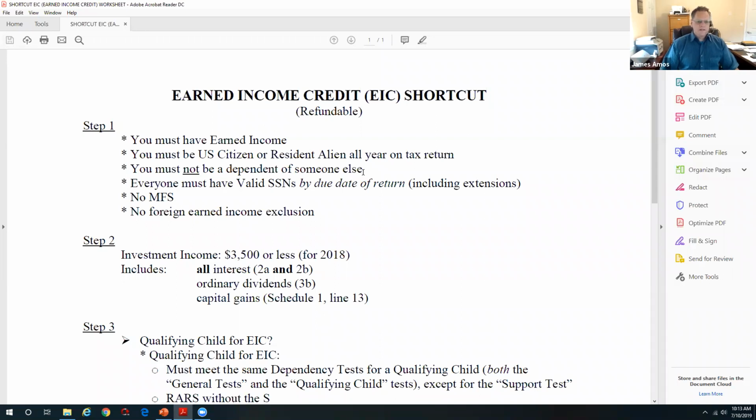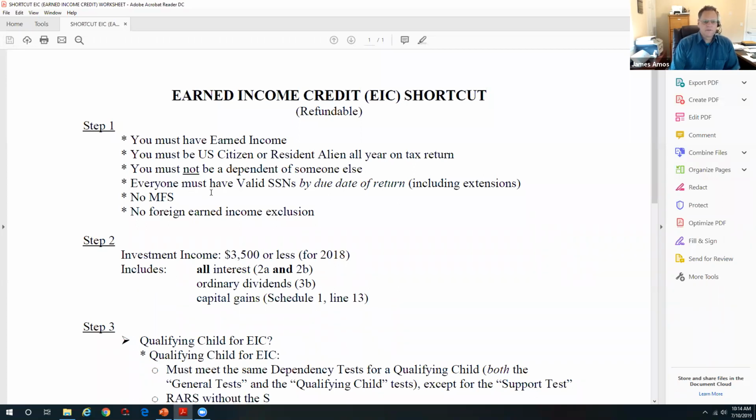You're right. Somebody, like for instance, Johnny is 19 years old. He is claimed on his parents' return. There's a good chance that they're getting earned income credit for Johnny. There's a darn good chance that they can get earned income credit for Johnny, and so they're not going to let Johnny turn around and get earned income credit for himself too. Okay. So let's see. Tina, can you read line number 4 of step 1?